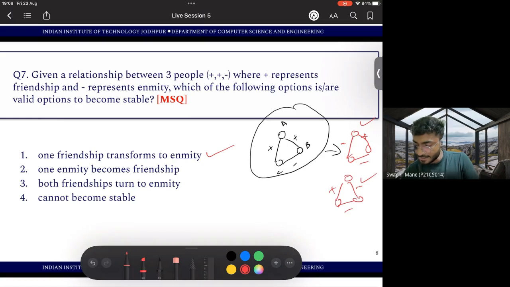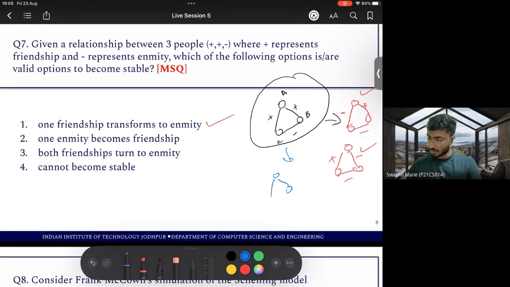Another option is that one enmity becomes a friendship. There is only one enmity, right? The positive, positive, and positive. This negative has been converted to positive. That means this is also fine, right? Among the three users there is positive friendship, so that is a healthy relationship, that is a stable network, right? So this is also fine.